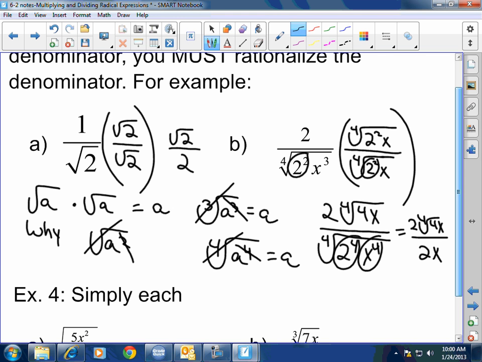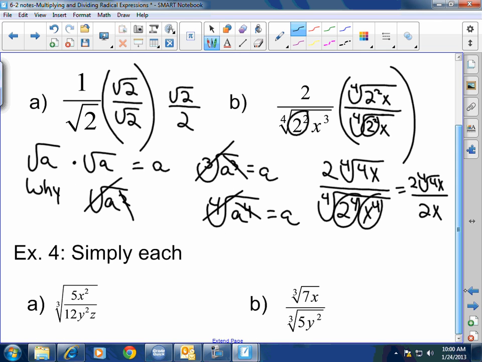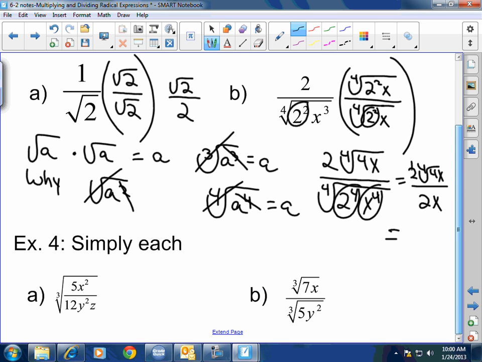Yes, sir. Okay, in this case here, actually, yes. I can simplify those 2's, and I could go fourth root of 4x over x. Yes, sir. Because the 2's on the outside, they're coefficients.